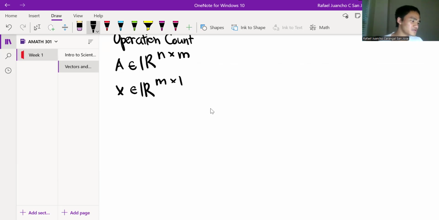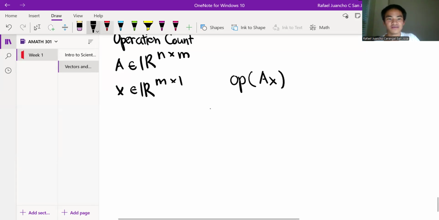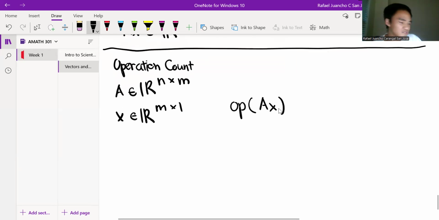Let's say we want to count the operations. So there's a notation again. It's OP. We want to count the operations when we multiply this matrix with this vector. We multiply matrix A with vector x. How do we do that?